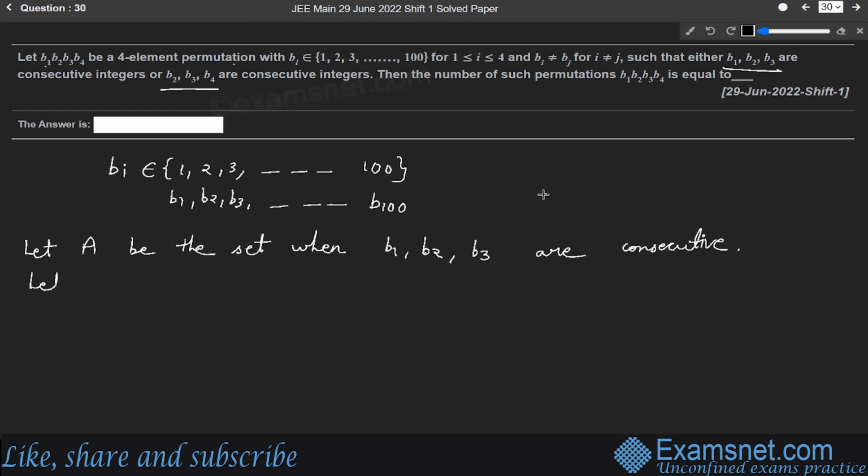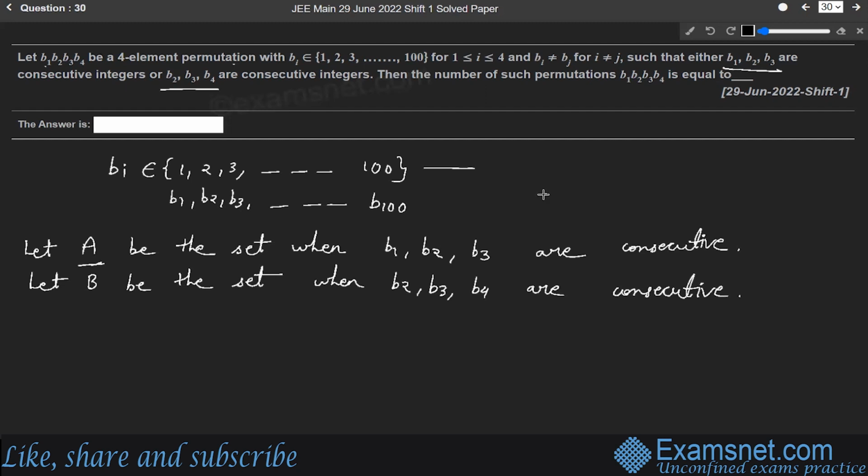And let B be the set when B2, B3 and B4 are consecutive. All right. Now, talking about set A. Set A is the set when B1, B2 and B3 are consecutive.